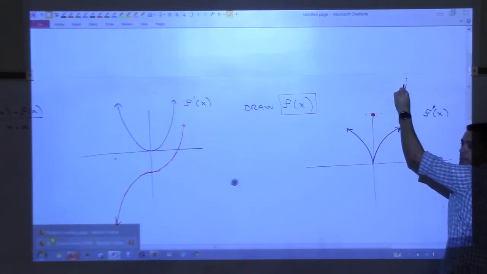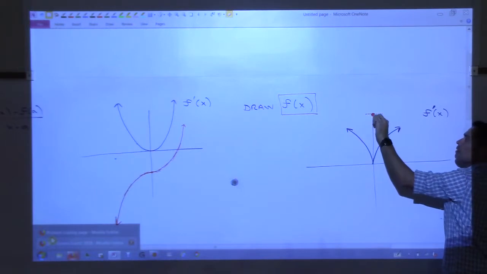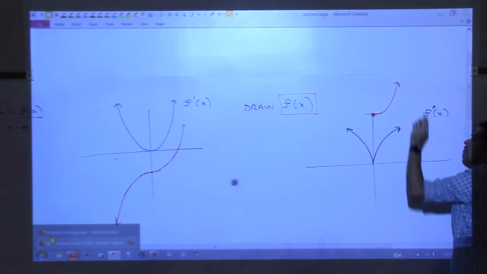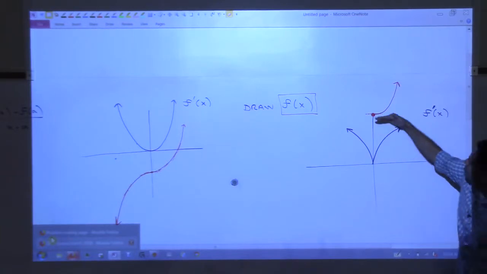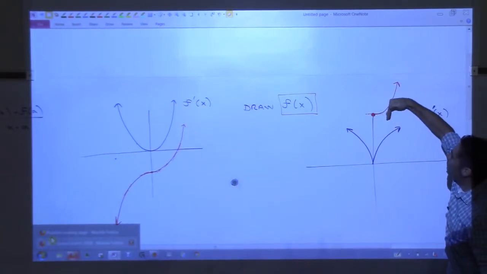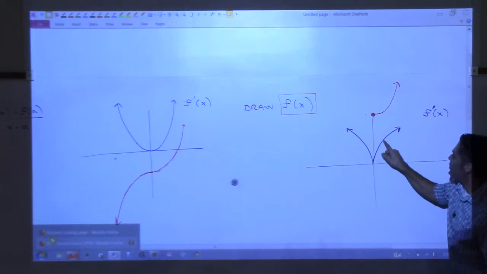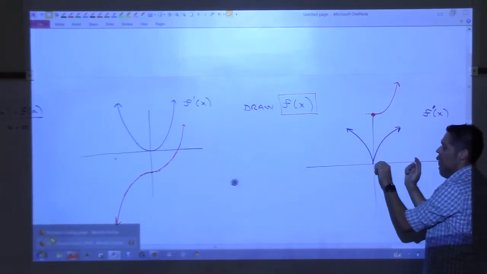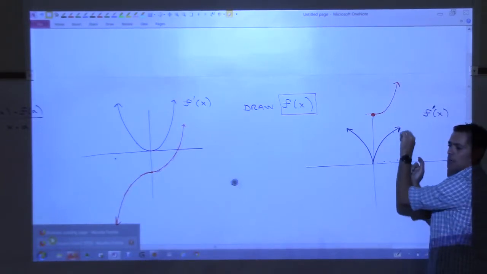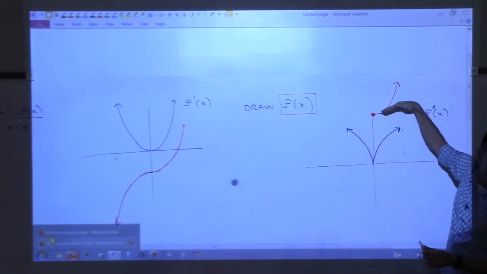So it should go like this. Like that? Yes? Small positive numbers getting bigger positive numbers. See, on this one, you're not looking at the actual pitch of the line, right? You're looking at y coordinates. Here, you're looking at pitches of the line.